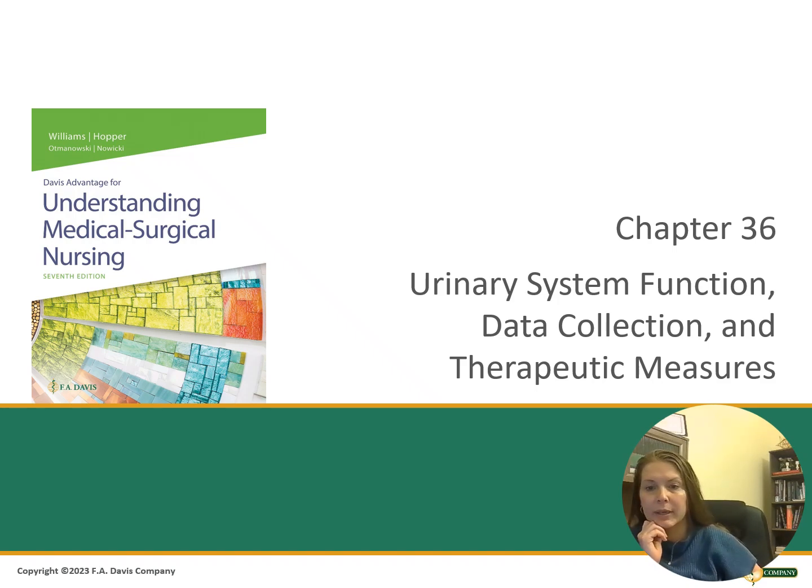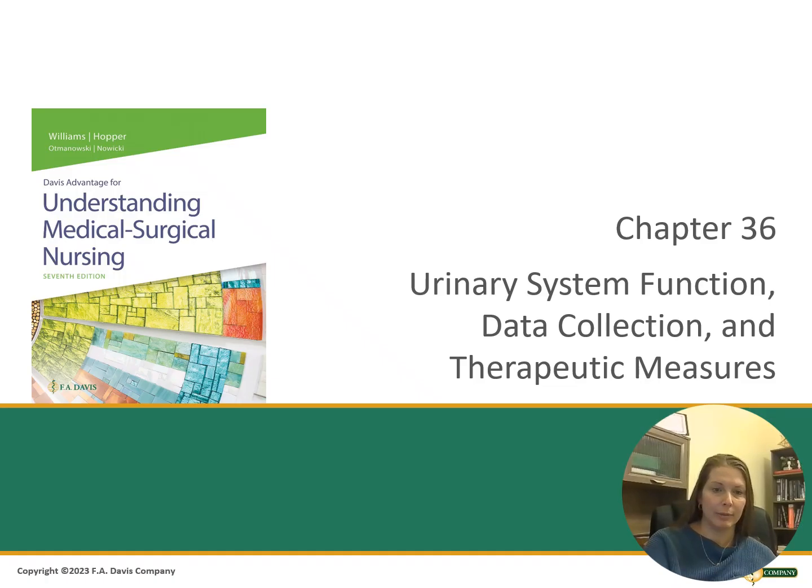Alrighty, so this is going to be over several chapters in your Understanding Medical Surgical Nursing book to cover the adults, but we're not doing all of the chapter of each. So we're going to do, I think, 36, 37, and then I believe there's another one, but we're only covering a few things out of the men's. So we'll start on chapter 36, urinary system function, data collection, and therapeutic measures.